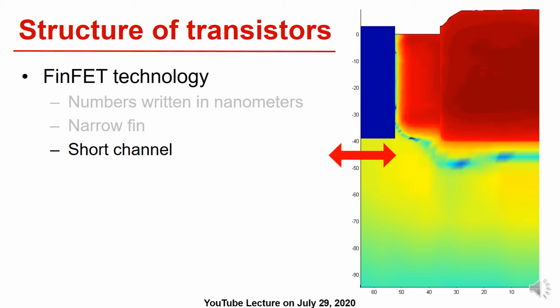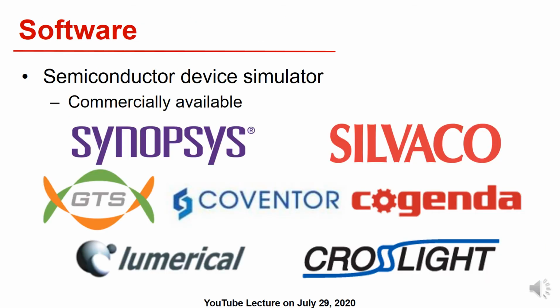Shortly speaking, modern transistors are extremely scaled. Therefore, the fabrication process is quite expensive and time-consuming. We wanted to avoid the tedious trial and error during the technology development as much as possible.